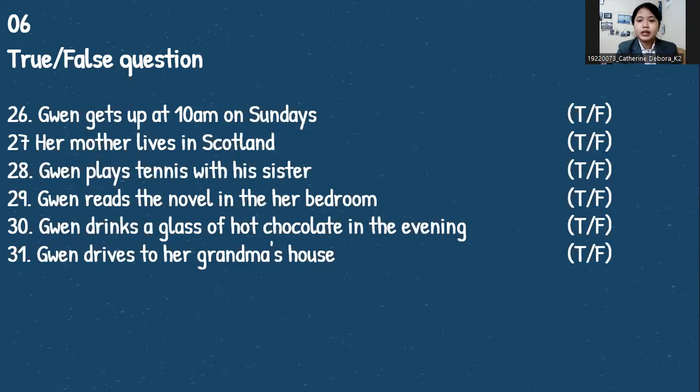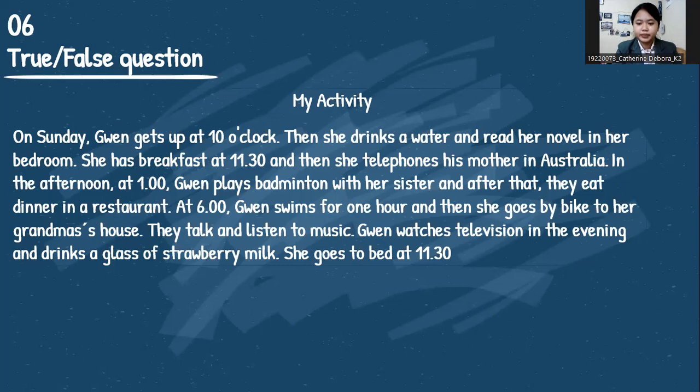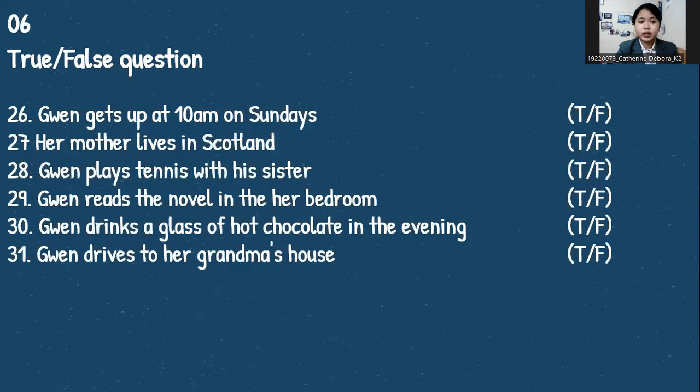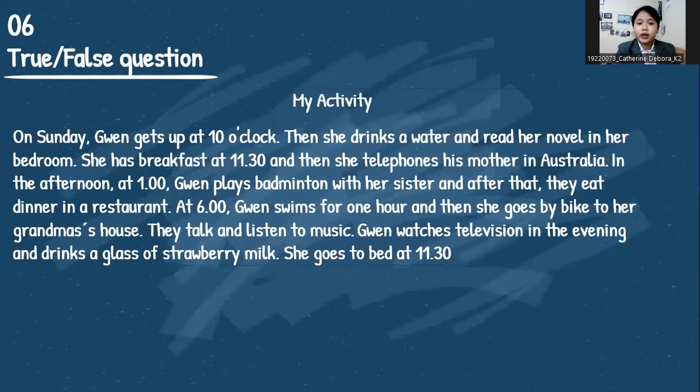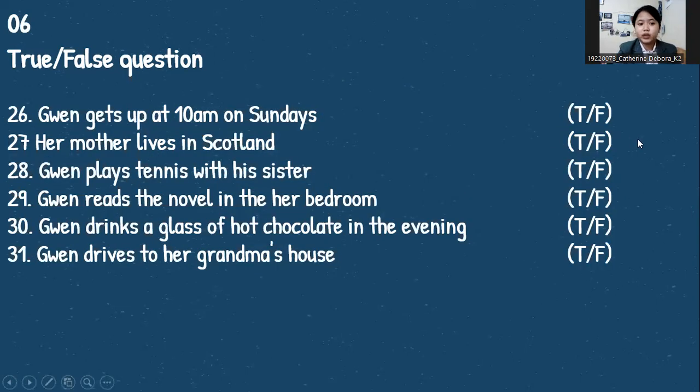Okay, and then these questions is for true or false based on the Gwen story. As we can see here, the student just need to understand the story so they can choose the answer, true or false. For example, number 27. Her mother lives in Scotland. As we know, Gwen's mom lives in Australia. So the answer is false.